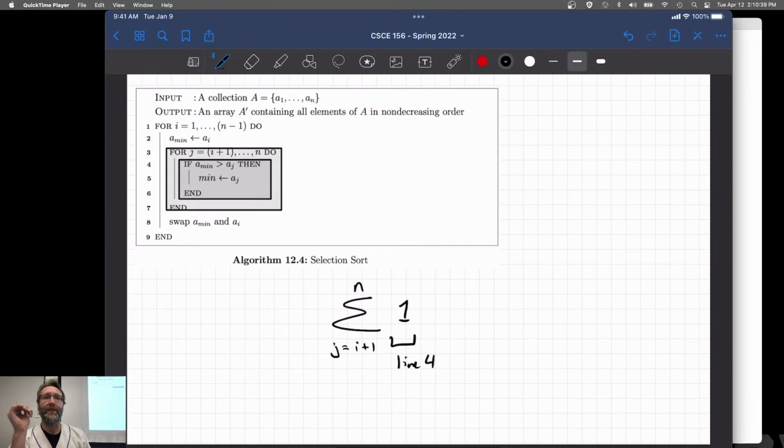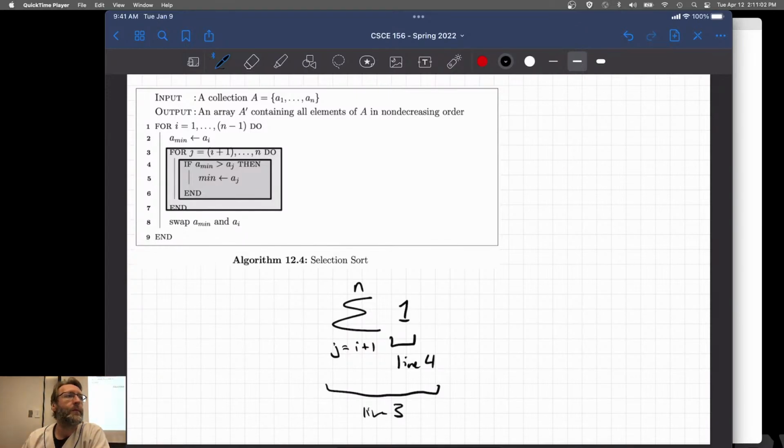Let's walk through that a little bit, though. From i plus 1 to n, one time each, and so the total is going to be n minus i or something like that. We'll expand that out here in a moment. So all of this is going to be line 3.